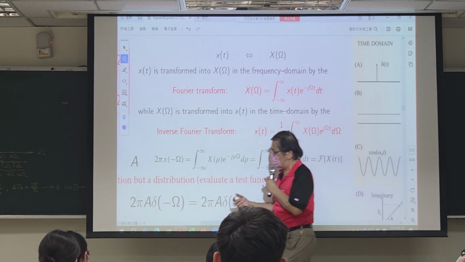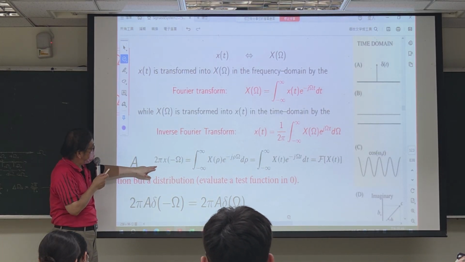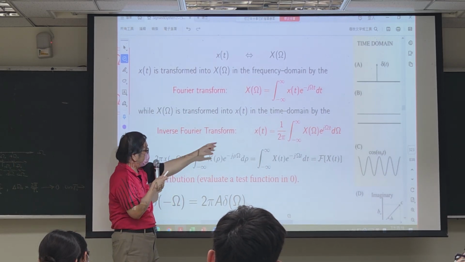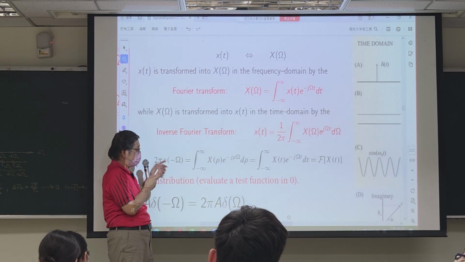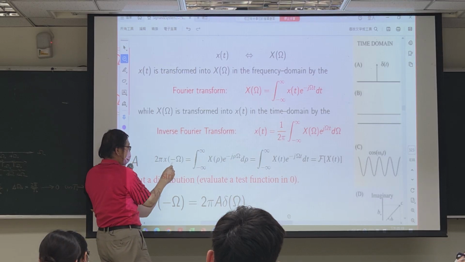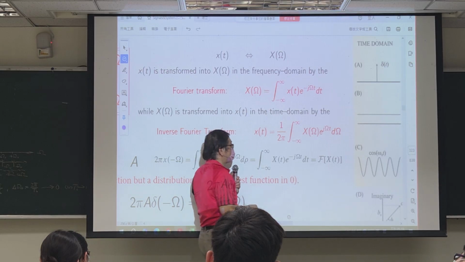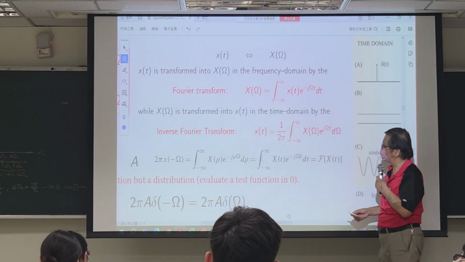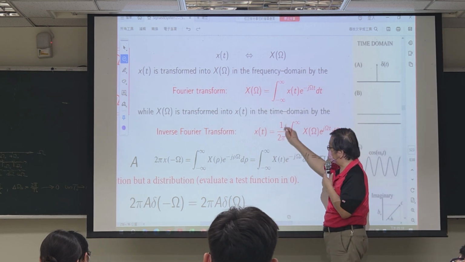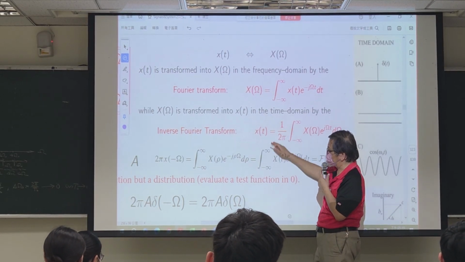Okay? Now, if I multiply this function by 2 pi and replace t by negative omega. Okay, one more time. Let's multiply this function by 2 pi and then replace t by negative omega. So 1 over 2 pi times 2 pi now becomes 1.